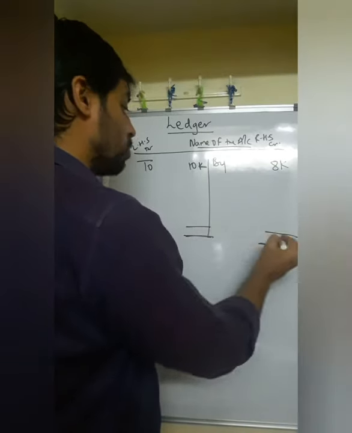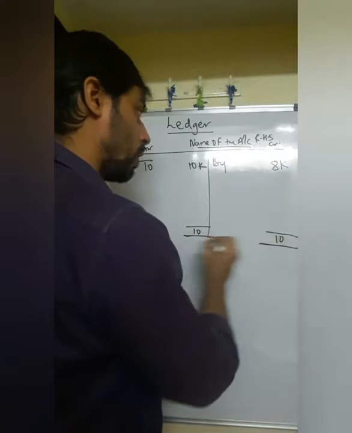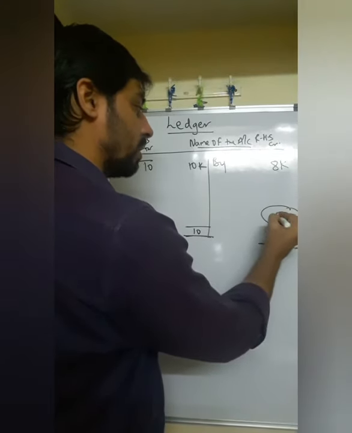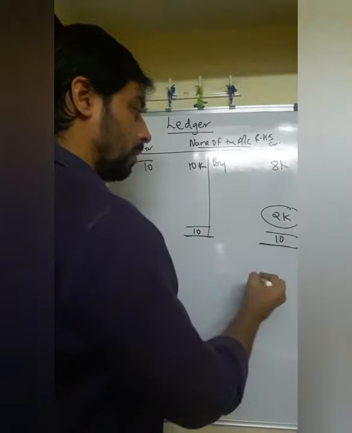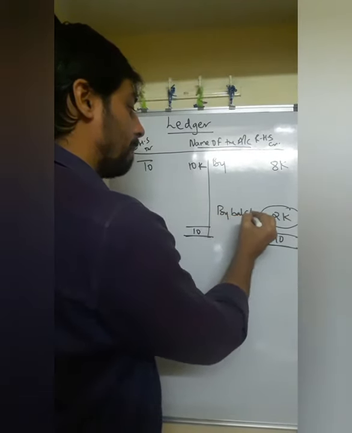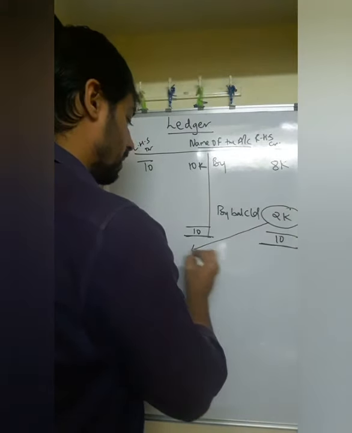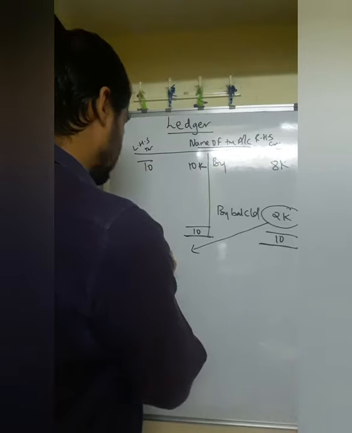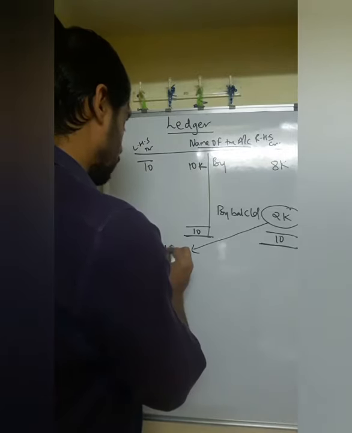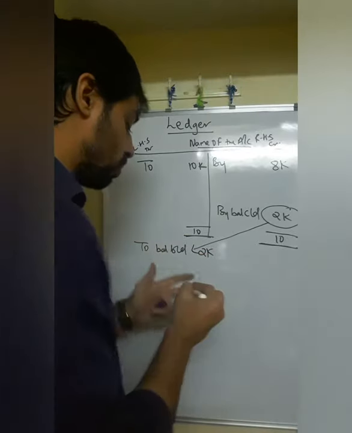So if you want to balance, you have to record the heavy total on both sides. Heavy total is what? 10. So 10 is recorded on both sides. You have to find the difference. The difference is how much? 2k. So this is what becomes the closing balance. Generally we write by balance carried down or carry forward. This closing balance will become the opening balance. So it will go to the opposite side, to balance brought down, 2k, or to balance brought forward.